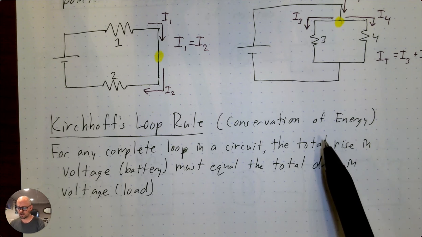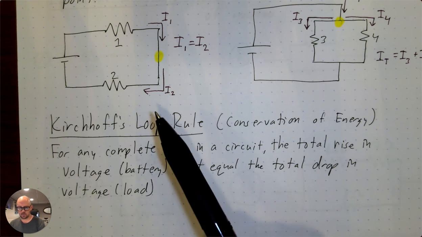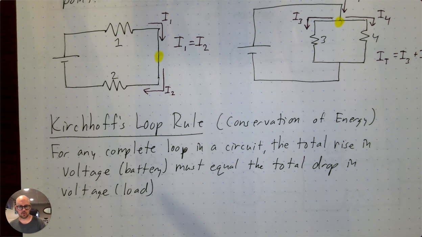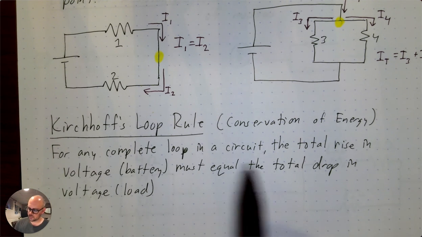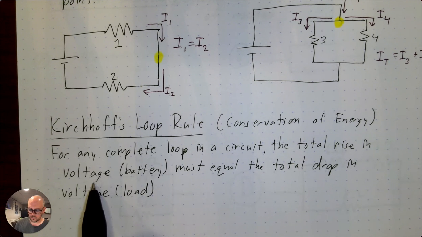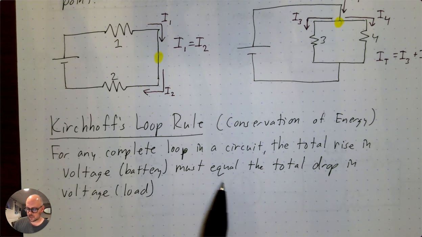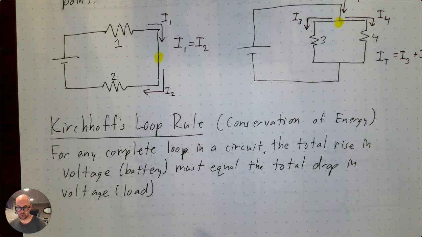Basically, conservation of energy, the idea is that any circuit we build is a closed system. And so the total energy of the system has to remain constant. Now, electrons go through this kind of roller coaster where in the battery they gain energy, and then all the way through the circuit, as they go through the various loads on the circuit, they lose energy. So for any complete loop in a circuit, the total rise in voltage from the battery must equal the total drop in voltage from all the loads in the circuit. And so I'll show you how we use this one.